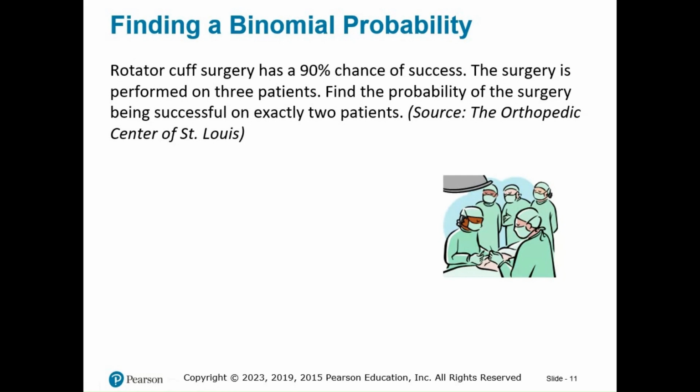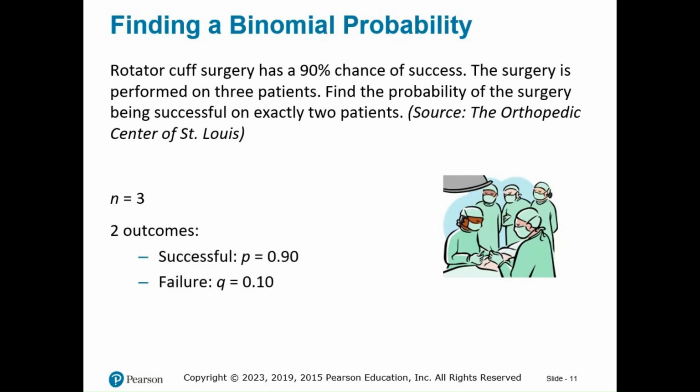Okay, first of all, we need to make sure this is a binomial experiment. Do we have a fixed number of trials? Yes, there were 3 patients or 3 trials. Are there definitely 2 outcomes, success and failure? Yes, and they gave us success is 90% or p equals 0.90, which would mean that q equals 0.10. We found that by subtracting 1 minus 0.90.